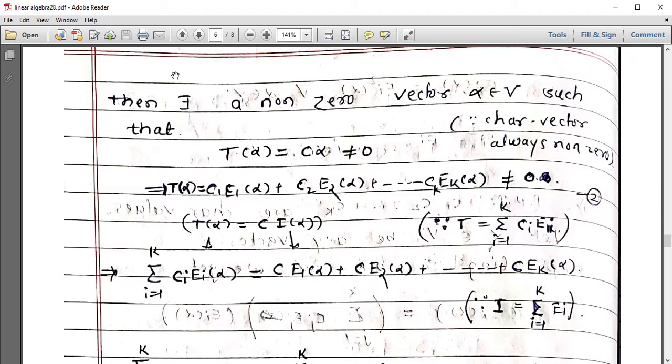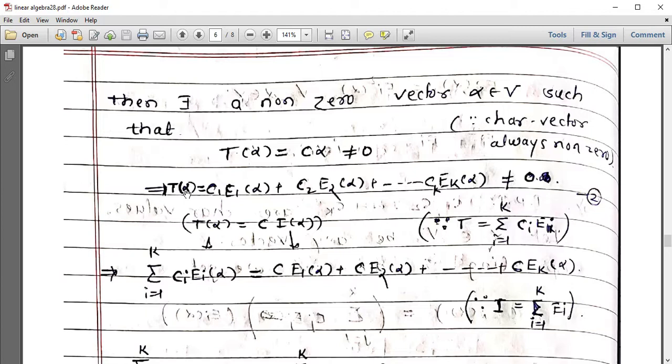Then there exists a non-zero vector alpha belonging to V such that T of alpha is equal to C alpha. We have assumed C is any other characteristic value with characteristic vector alpha. By the definition of characteristic vector, T of alpha is equal to C alpha, which is not equal to 0. Characteristic vectors are always non-zero. So it implies T of alpha is equal to C1 E1 of alpha plus C2 E2 of alpha up to Ck Ek of alpha, which is not equal to 0. This T can be written like this by the definition in the given statement number 1.